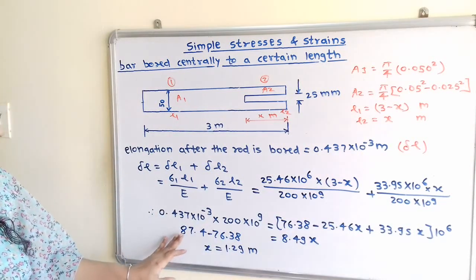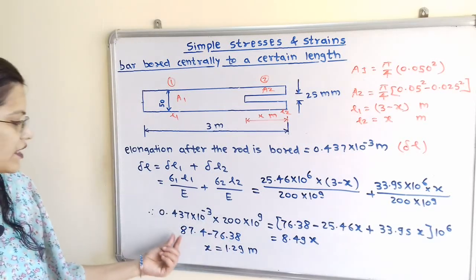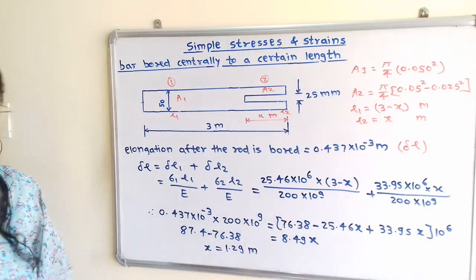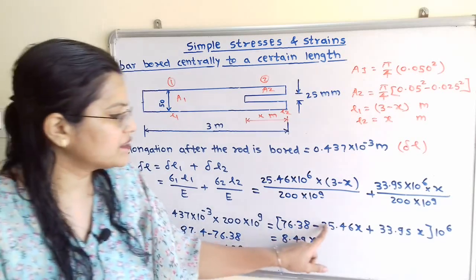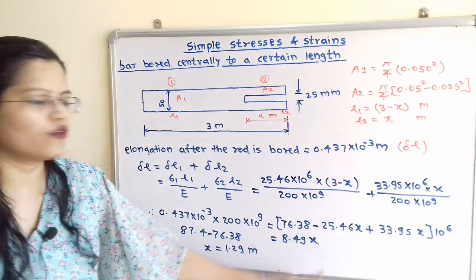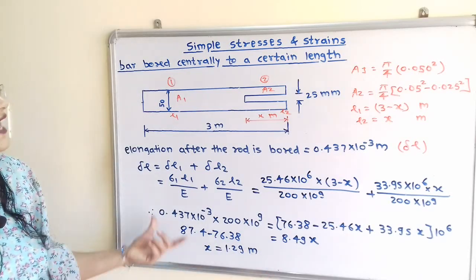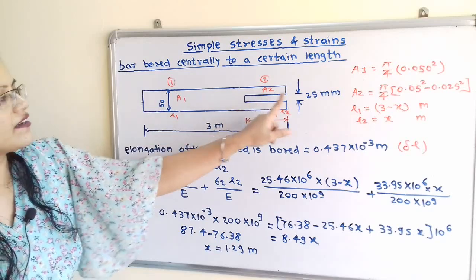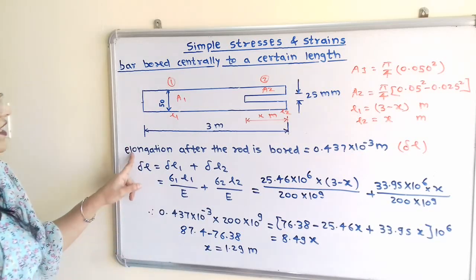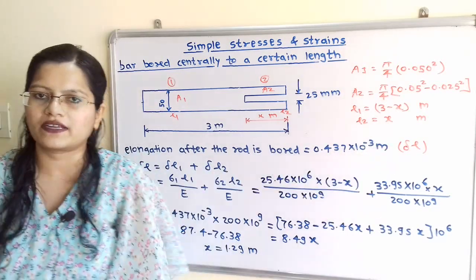So remaining term is here 0.437 multiplied by 200. So here is 87.4. And this 76.38 we will transfer to the left hand side, so it will become minus, and this unknown term x we will add and subtract this coefficient, so we will get 8.49x. So x is equal to 1.29 meter. So answer is we have to bore this rod centrally for 25 millimeter for the length of 1.29 meter, so that the elongation after the rod is bored is equal to 0.437 into 10 raised to minus 3 meter.